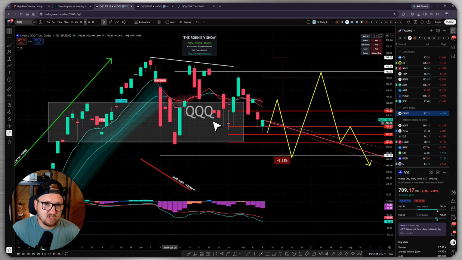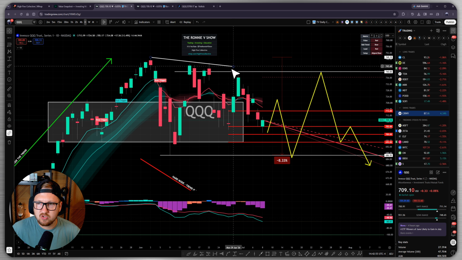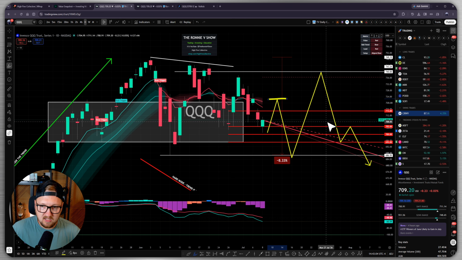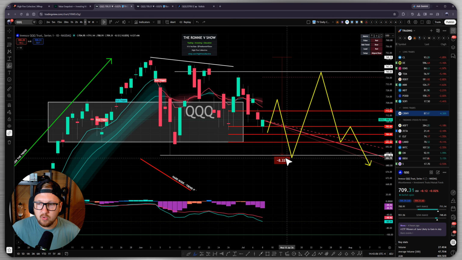You see this on the daily chart. We've already been up, down, and around, like I said, between 700 and 750. And based on the options market, I'm seeing a potential rally up to 725 and then a move down to 684 in, say, August, right?